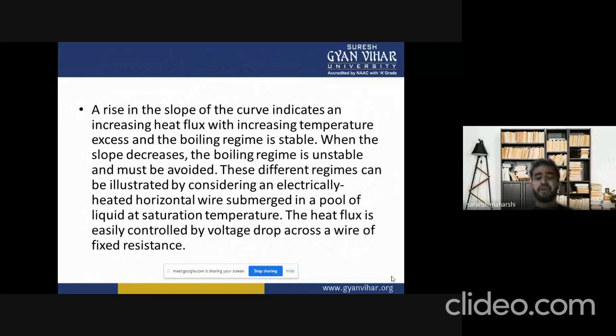These different regimes can be illustrated by considering an electrically heated horizontal wire submerged in a pool at saturation temperature. The heat flux is easily controlled by voltage drop across a wire of fixed length.